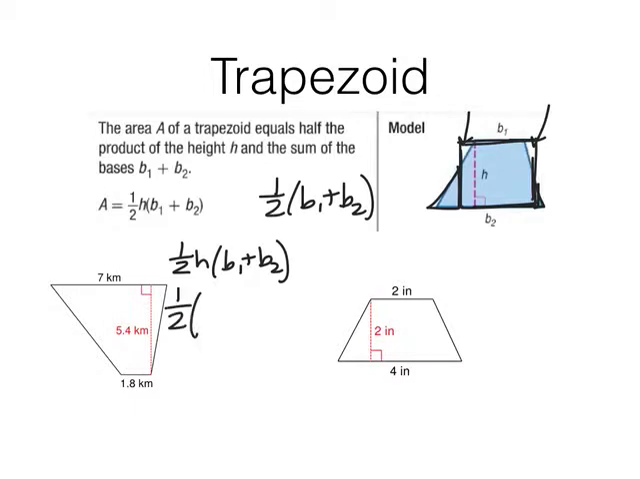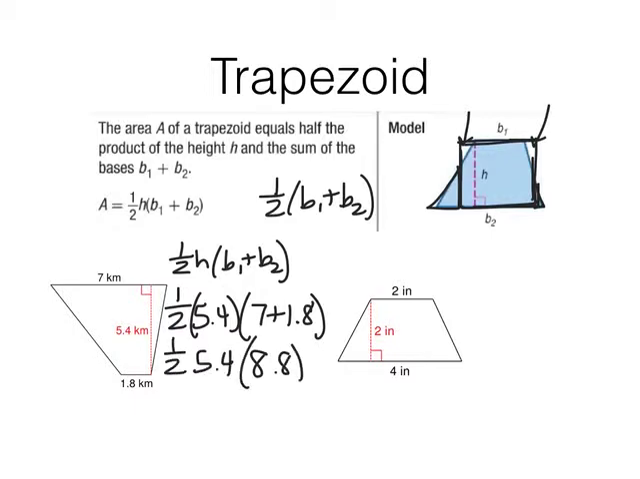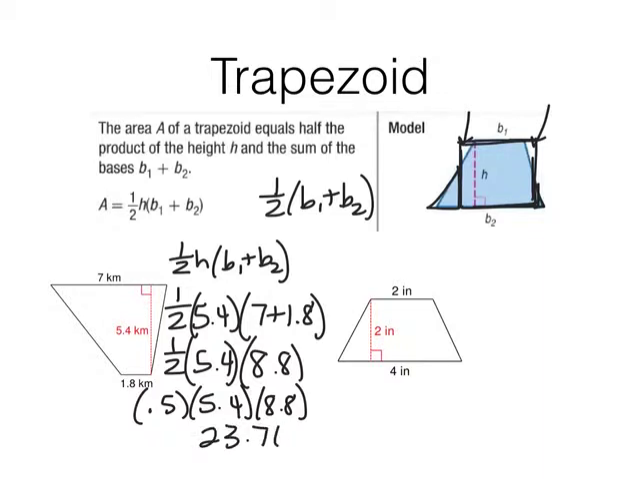All right, 1/2. Now my height is 5.4. And then inside the parentheses, 7 plus 1.8. So the order of operations says that I do the inside of the parentheses first. So that's going to be 8.8. And then I can just type straight across my calculator, because let's be practical here. We're going to use a calculator. 1/2, or 0.5, times 5.4 times 8.8. And I should have, as a result for that, 23.76.